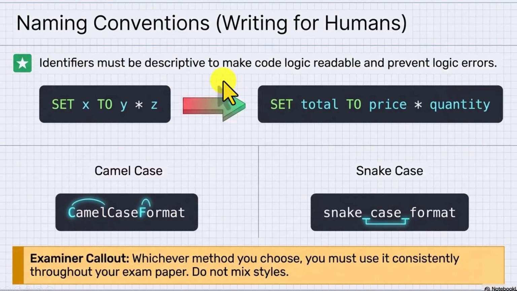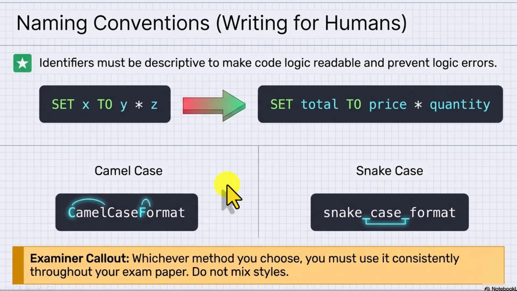And discussing conventions, if you do not follow them, you will not face any error. Your code will be accepted by the computer, but conventions are there to make your code more readable. So for example, the first one here, identifiers must be descriptive. Set x to y multiplied by z. This is not very clear, but if the names of your variables or constants are very clear about what they are for, that is more understandable. So set total to price multiplied by quantity, this is more clear.